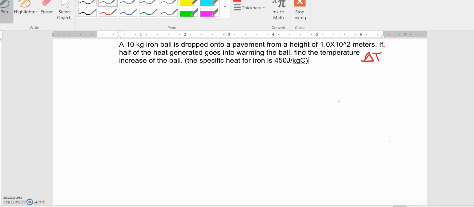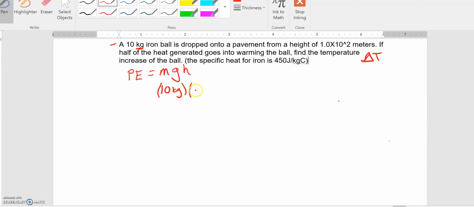Now this one is slightly different from the ones that you've probably been working on because we have to start first by using a formula for potential energy that we've had previously, because we need to figure out how many joules of potential energy this ball has and then use that to transfer over into the heat energy. So if you remember from previously, potential energy is mass times the acceleration due to gravity times height. We also need to make sure that we have our values in kilograms and meters, which we do have. So our mass is 10 kilograms.